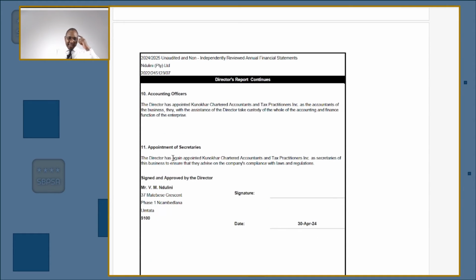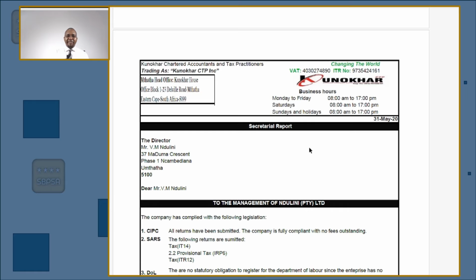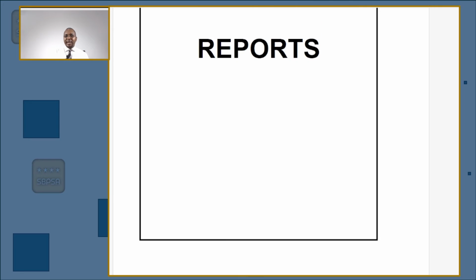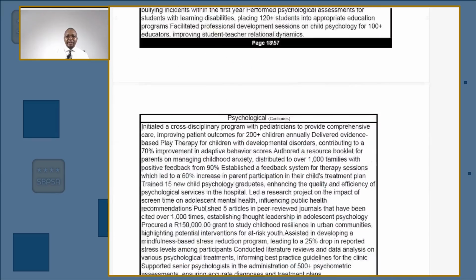Then here, we're told that Kunoka Chartered Accountants were also appointed as secretaries of the business. So that is basically the report that is there. Then the secretary will give information about how the company has complied with the laws that are available there. So far, they are only talking about 3 laws. They are talking about CIPC, they are talking about SARS, they are talking about the Department of Labor, and nothing else has been talked about there.